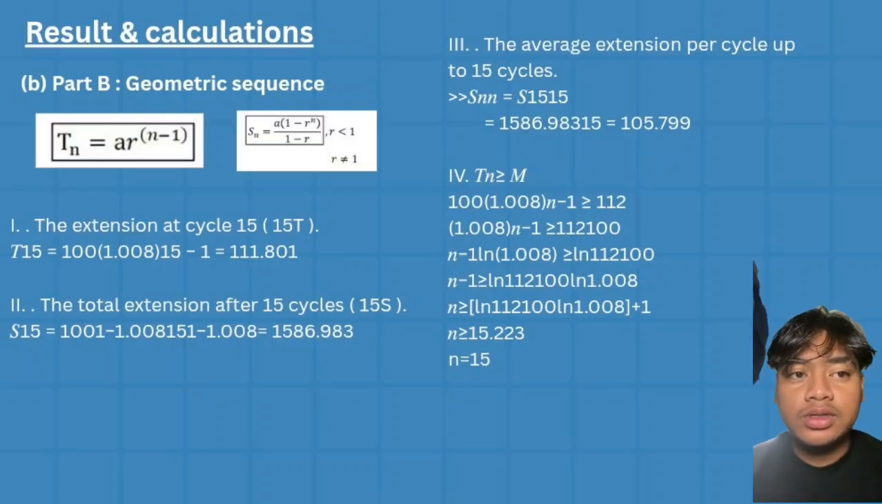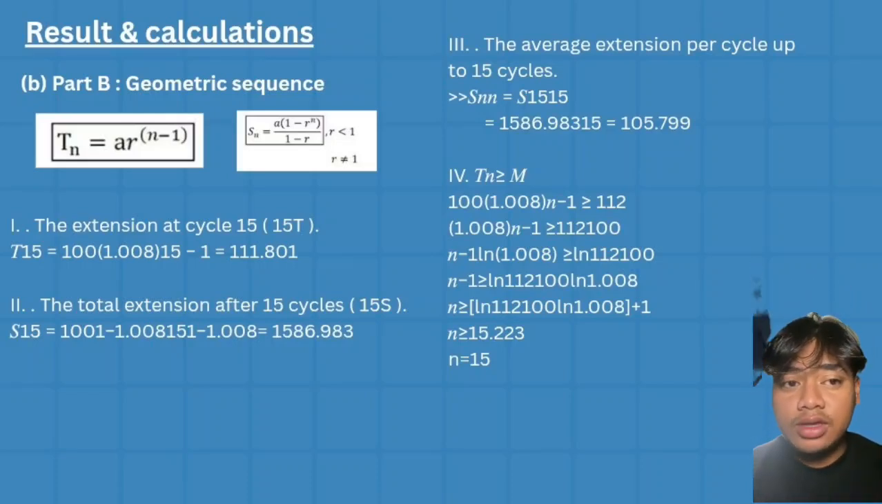So the first question is the extension at cycle 15. There's T15. So we use the geometric progression. T15 equals 100, then we put in 1.008, the common ratio for the geometric progression, to the power of 15 minus 1, that's n minus 1. So it will get 111.801.